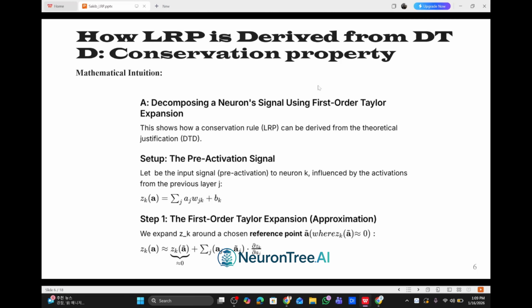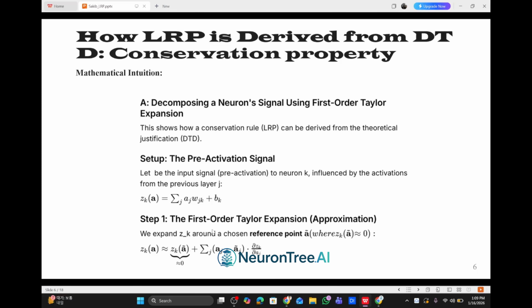So let me talk about some mathematical intuition. First, we need to decompose a neuron signal using first order Taylor expansion. So let's say this is the equation of the pre-activation signal of neuron k, like zk of a equal to summation of j aj wjk plus bk. You may have heard of y equal to mx plus c. So this equation is the same. So for the pre-activation signal, we can write the equation like this.